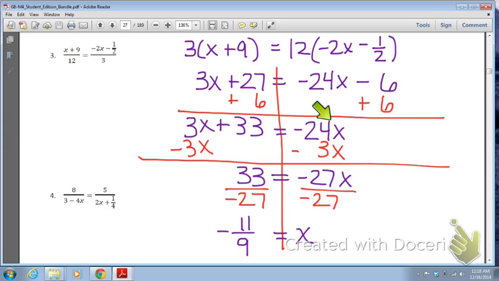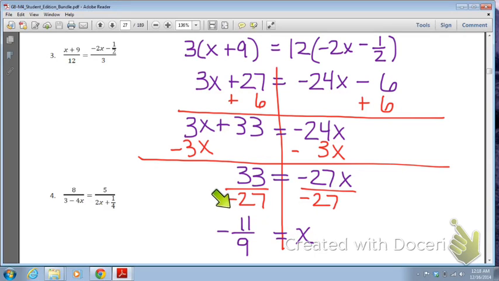Okay, here's where your using integers really comes in, and you have to understand what's going on here. I'm either adding a negative 3x or I'm subtracting 3x. So think of that on the number line when you do those. All right, so next then I just divided by negative 27 so that I could get x all by itself here.